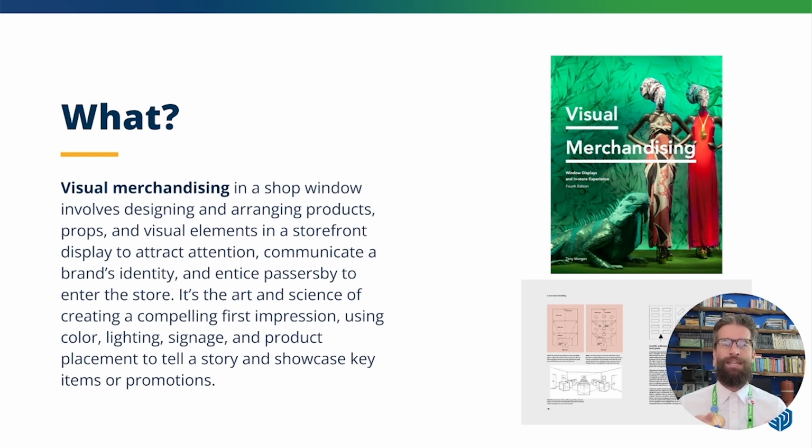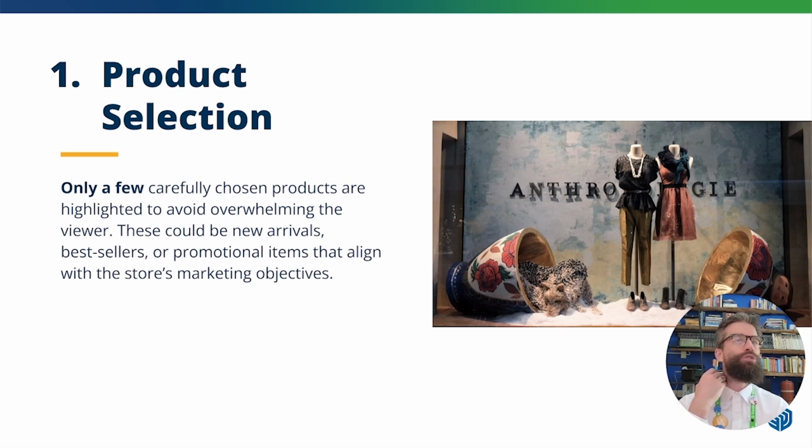And so this art and science, this compelling first impression that we're trying to create, this balance between the customer's emotional intelligence and our physical manufacturing and prop making, that is going to tell a story for us as visual merchandisers today. So we're going to talk about product selection.